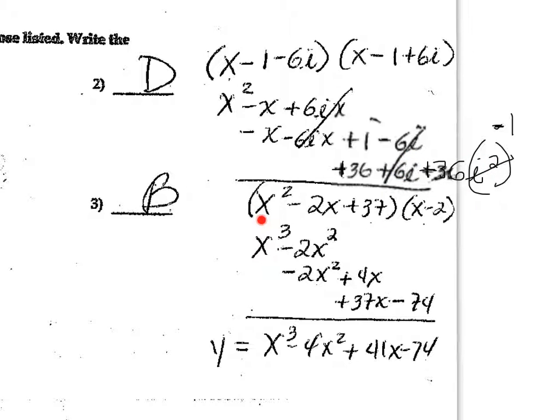Then that trinomial, you multiply by x minus 2. So x squared times x minus 2 is x cubed minus 2x squared. Then negative 2x times x is negative 2x squared. Negative 2x times negative 2 is positive 4x. Then 37 times x is 37x. 37 times negative 2 is negative 74. And then just combine the like terms, and this is what the answer is. Let me give you a few minutes so you can copy this if you need to.